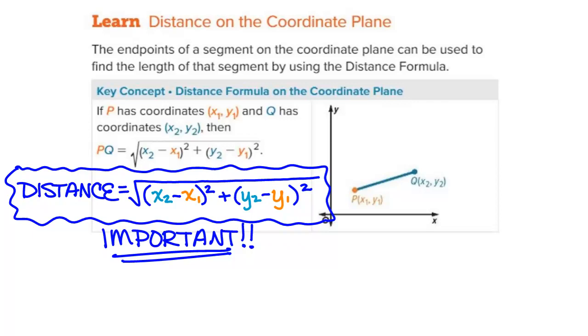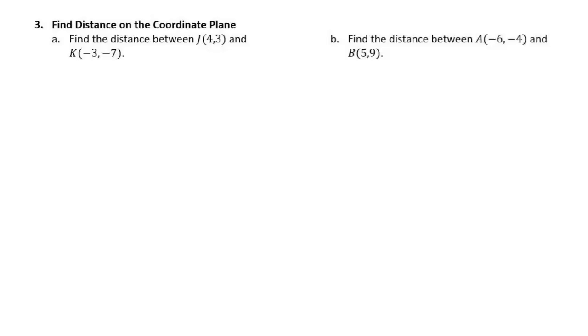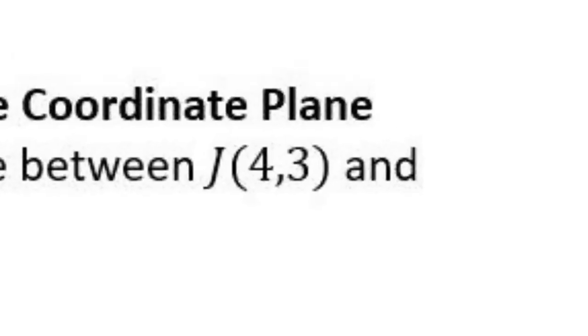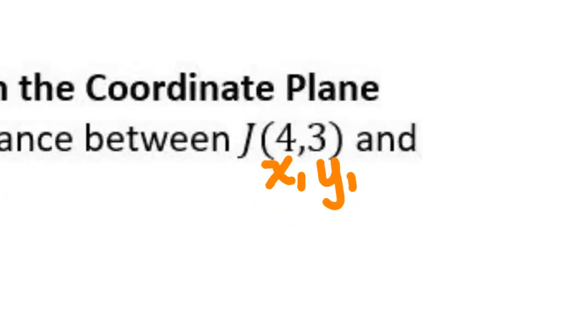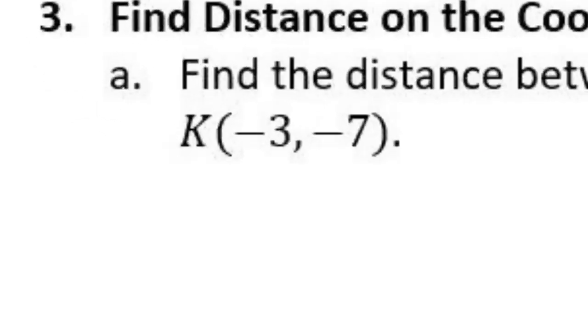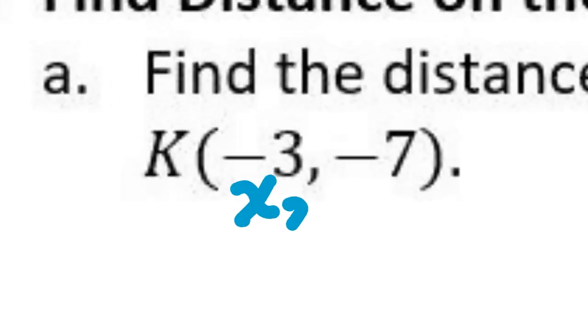All right. So let's jump right into some problems. Number 3 says find the distance on the coordinate plane. Part A, find the distance between J, 4, 3, and K, -3, -7. All right, so I'm going to let J be my point 1. So this is going to be my x1 and my y1 because every ordered pair has an x part and a y part to it. So that's my x1 and my y1. And we're going to let point K be the x2 and the y2.